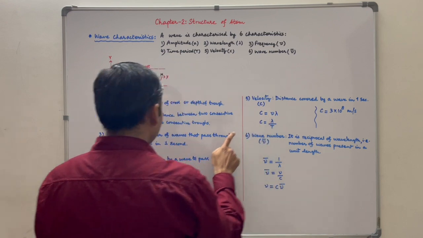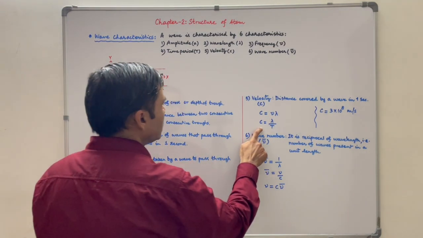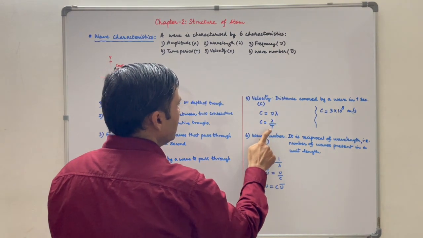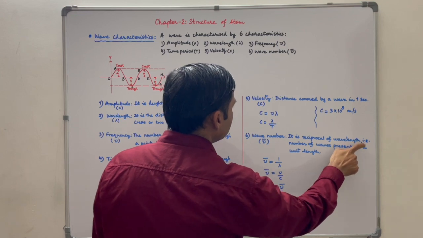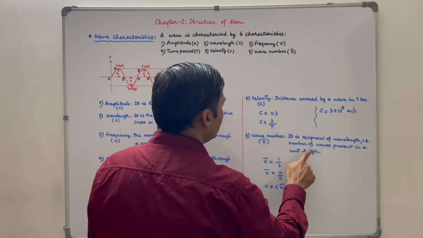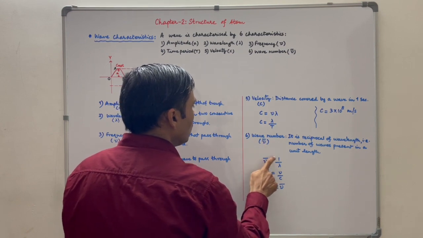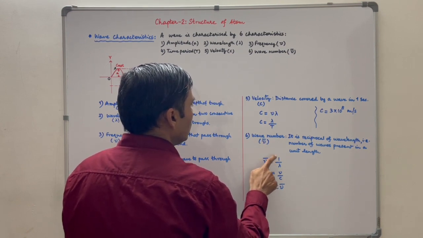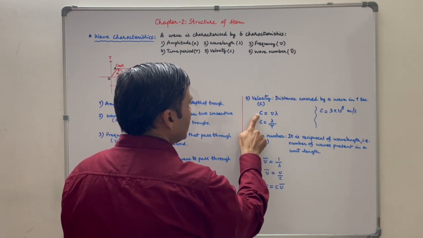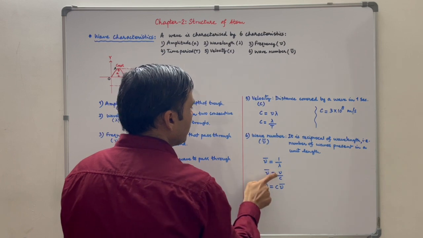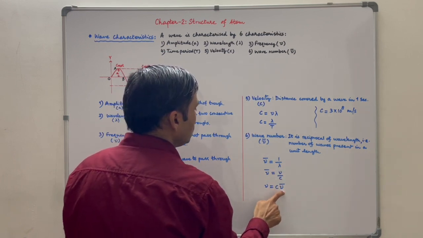Value of nu we can put from here as nu is equal to 1 by T. So c is equal to lambda by T. Wave number. It is the reciprocal of the wavelength, that is, the number of waves present in a unit length. It is represented by nu bar. So nu bar is equal to 1 by lambda. Value of 1 by lambda we can substitute from here as 1 by lambda is equal to nu upon c. So nu bar is equal to nu upon c, or nu is equal to c nu bar.